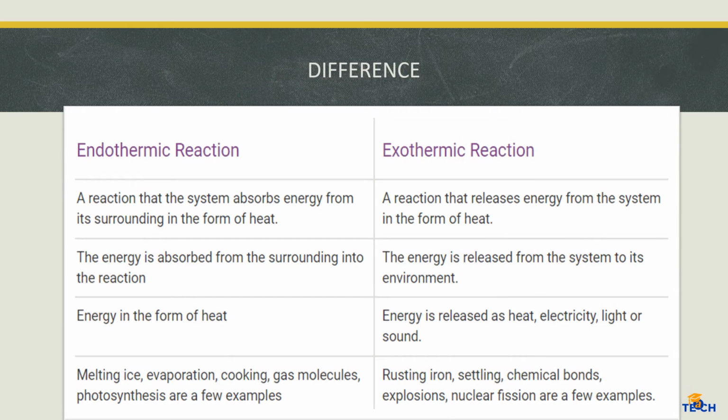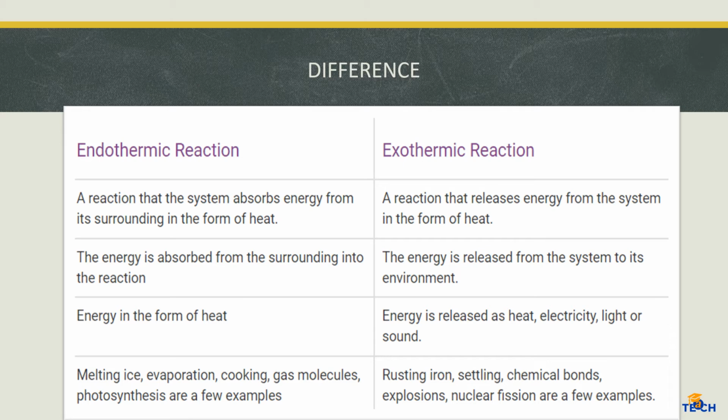The difference between endothermic reaction and exothermic reaction. In an endothermic reaction, the system absorbs energy from its surroundings in the form of heat, while an exothermic reaction releases energy from the system in the form of heat. When it comes to energy, in an endothermic reaction, the surrounding energy in the form of heat is absorbed by the reaction. For example, melting ice, evaporation, cooking, and photosynthesis are a few examples.